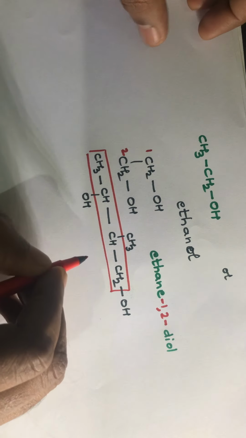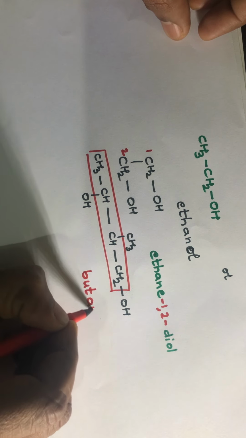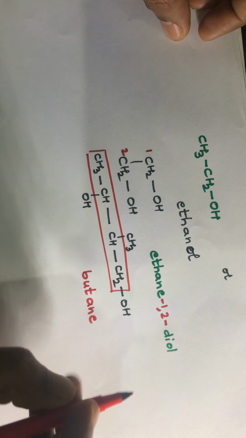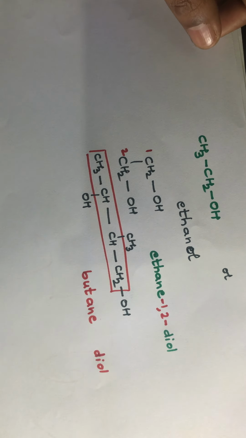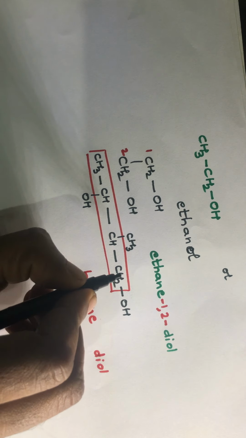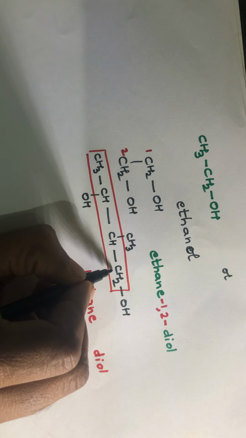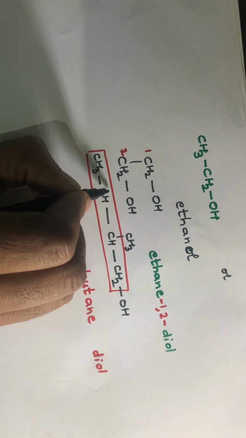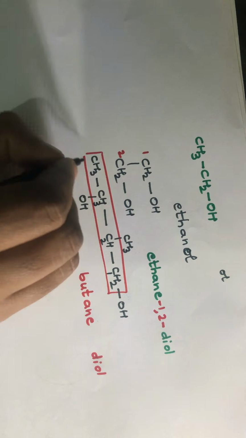So there are 4 carbon atoms, hence but. Carbon-carbon single bond, butane. 2 OH groups, diol. Butane diol. Let us try to number it. Numbering should be such that the functional group carbon gets the least possible number. Here there are 2 carbons that carry a functional group. If I number it from this side, the functional group carbon will get 1. If I number it from the other side, it will get 2. So from here it is getting the least number. So 1, 2, 3, 4.